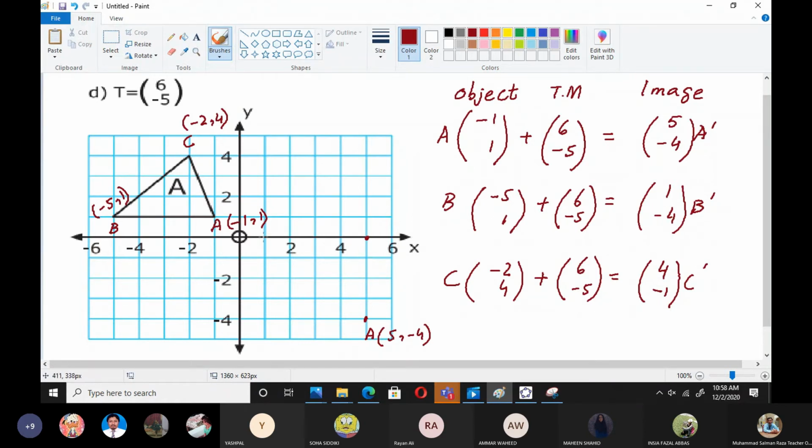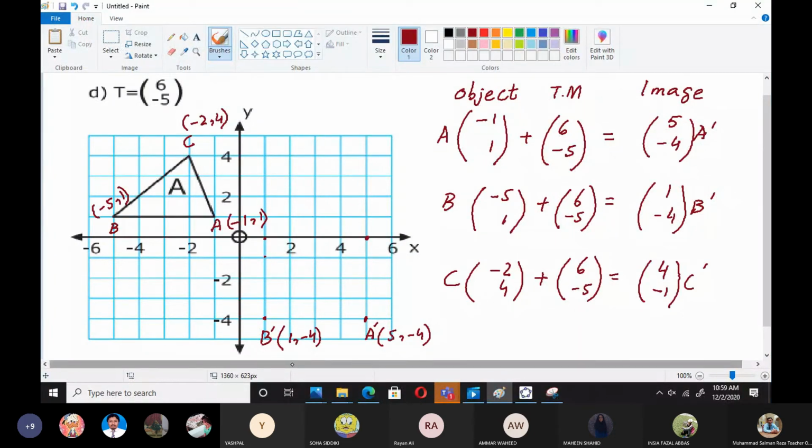So 1, 1 and minus 4. So 1 is here, 1 is here. Minus 1, minus 2, minus 3, minus 4. It's here. This is my B bar. Wait, this is the B bar, and this is the A bar. So for B bar, the coordinates are 1 and minus 4.